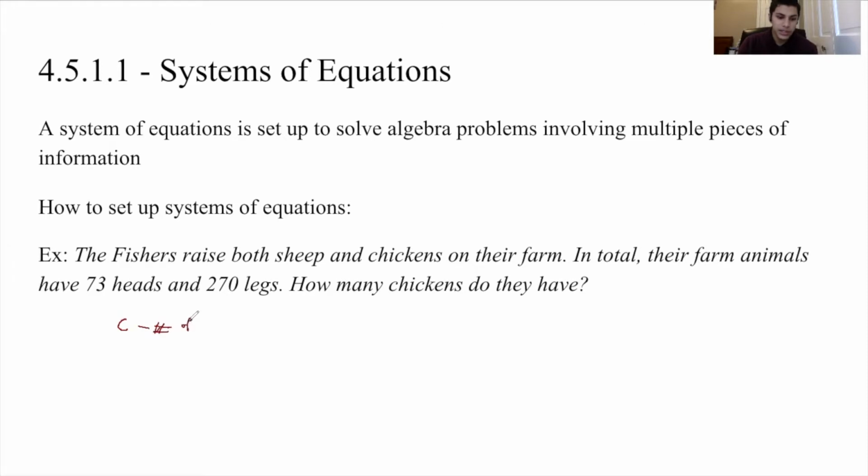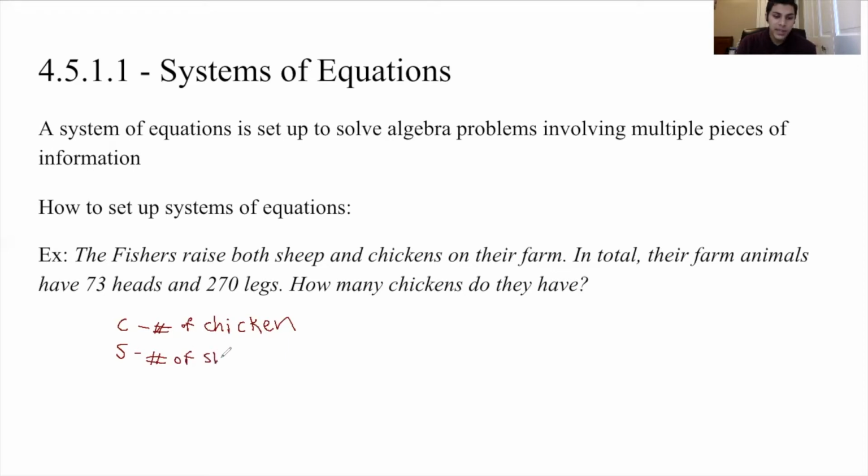Now, you can't really set up any equations just using the variable C, right? Because you know the amount of chickens and sheep they have, well, you know that those will add up to a certain number. You know that they'll add up to 73 because there's one head for each of those animals. So you also need to create a variable to represent the amount of sheep that are on the farm. That's the other piece of information that you're not solving for, but you need a variable to represent in order to solve this question. So S is going to represent the number of sheep on the farm.